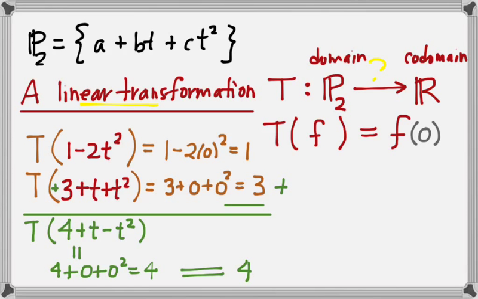Because if it really is a linear transformation, we have to have that T of f plus g is equal to T of f plus T of g for all polynomials f and g. And then likewise for scalar multiplication. But it's not too challenging, I think, to convince yourself that that does hold. So this is actually a linear transformation.